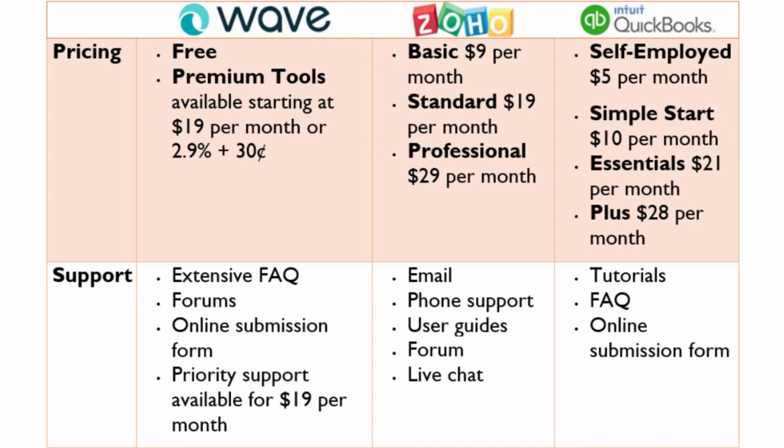So for QuickBooks, we have Self-Employed, Simple Start, Essentials, and Plus. For Zoho, we have Basic, Standard, and Professional. And for Wave, you have the free and the premium tools. And in terms of support, you have extensive FAQ forums, an online submission form, and priority support available for $19 per month.